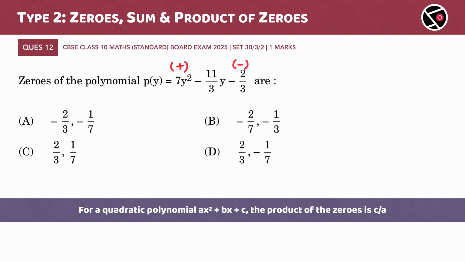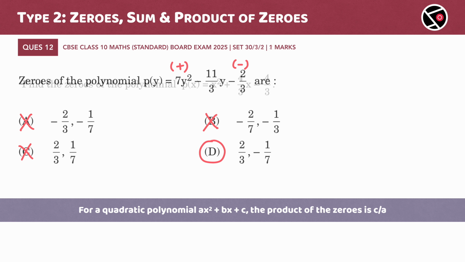Option A, both zeros are negative. Drop it. Option B, both zeros are negative. Drop it. Option C, both zeros are positive. Drop it again. Option D, we have one positive zero and one negative zero. Option D is our choice.